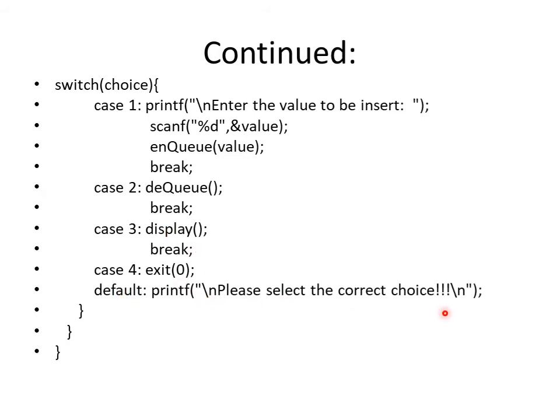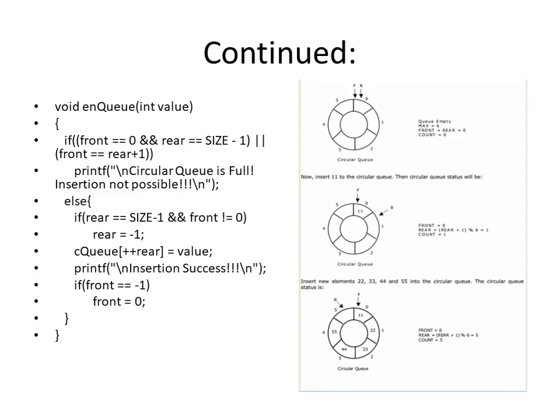If we enter more than 4, it will print "please select the correct choice". After that it will come out of the loop. Here I am explaining how enqueue is done.